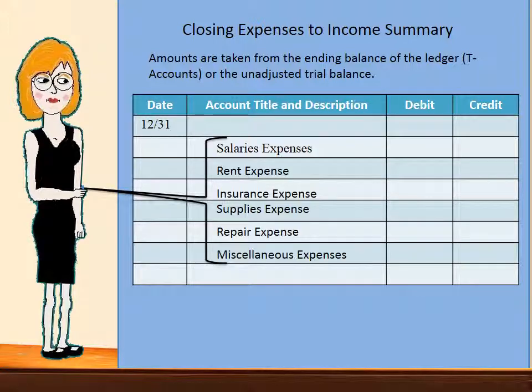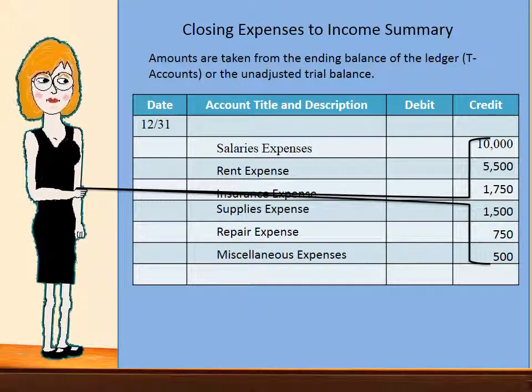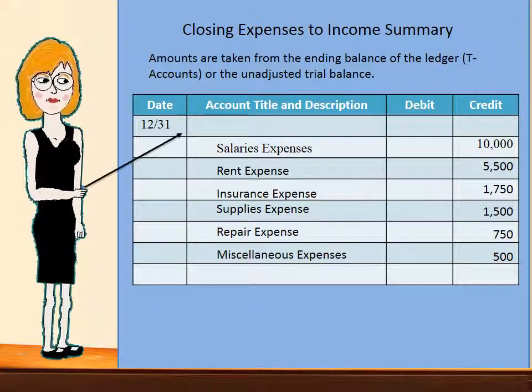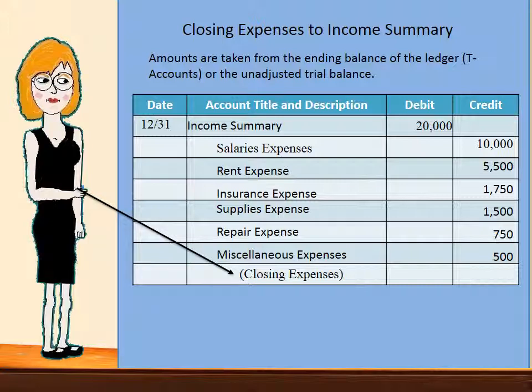Now you will list all of your expenses in order of magnitude from highest to lowest, and then you will put all the amounts on the credit side. This is all the amounts in those accounts. And then you will debit income summary, and then you will add up all of the credits to equal the debit. And then the account title would be closing expenses for the description.